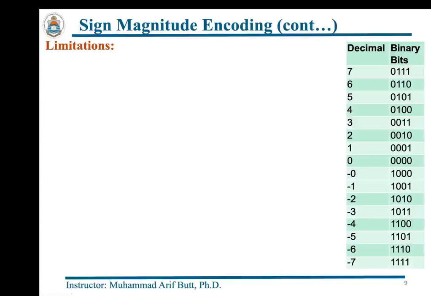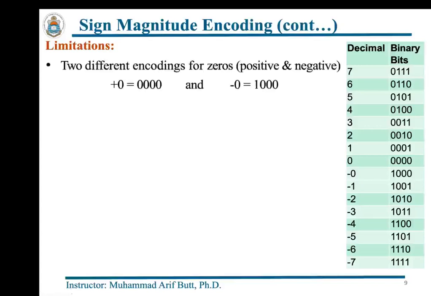Well, we have limitations for the sign magnitude. The first limitation is there are two different encodings for zeros. We have a positive 0 and we have a negative 0. For positive 0, we have 0, 0, 0, 0 in case of 4 bits. And for negative 0, we have 1, 0, 0, 0. So there exists a confusion whether we have a positive 0 as well as a negative 0. Whereas in normal mathematics and arithmetic, we know that 0 does not have any sign associated with it.